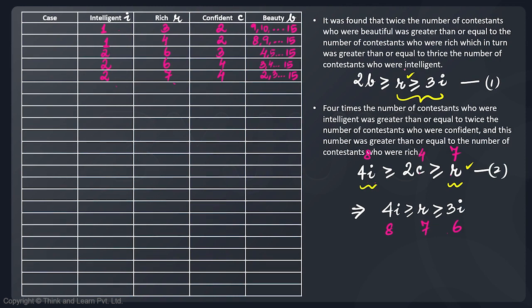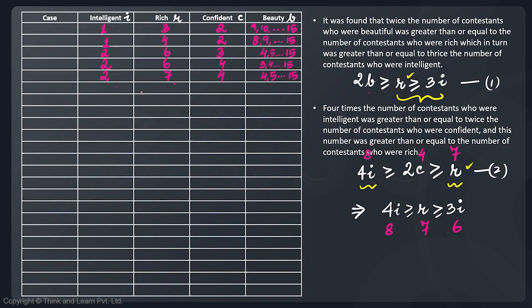We can have more than 2 also possible. Can we have B as 2 when R is 7? No. B is supposed to be at least 4, right? So we can't have B as 2. So it should start with 4. So we have to look at all the 3 inequalities patiently, right? It's not an easy task.